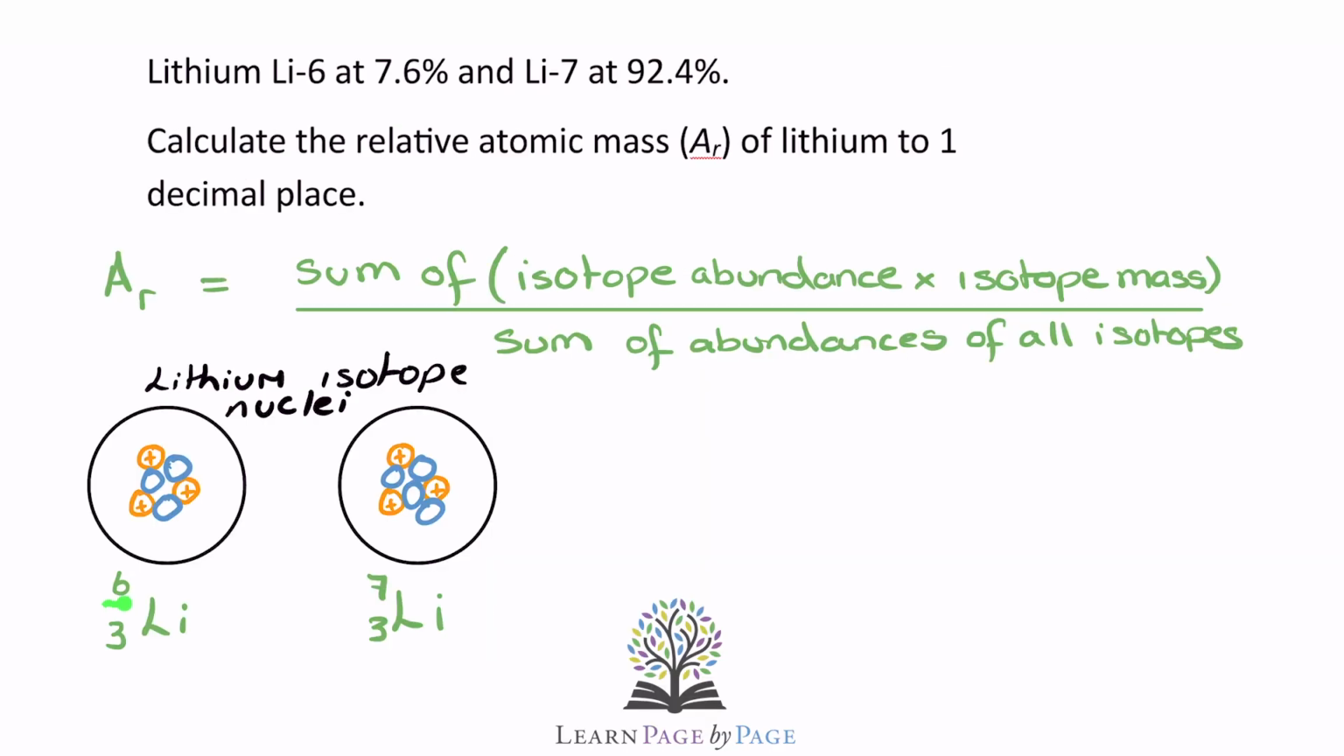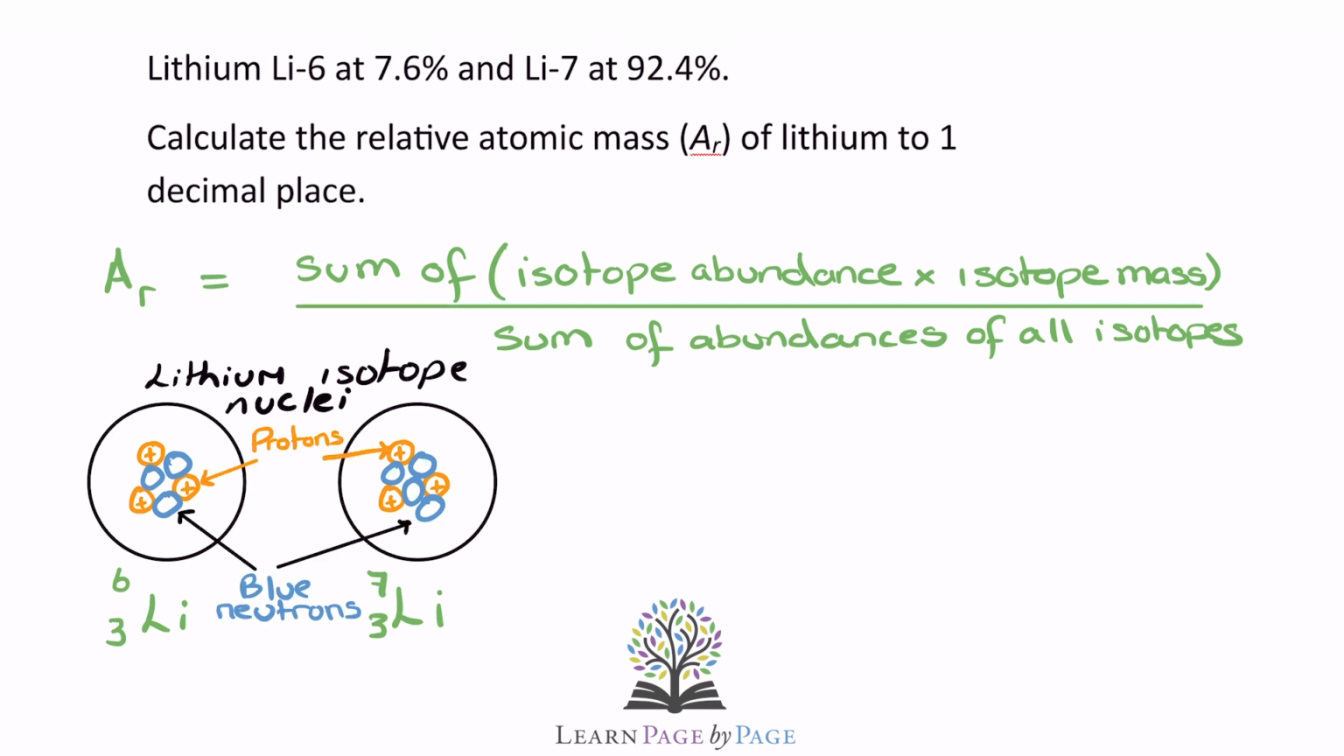Then the top number is the number of protons and neutrons. If we look in the first one, we can see the orange spheres, they're the protons. So there's 3 protons in both, but in the first one, there's 3 blue spheres, they're the neutrons. And then here, with lithium 7, there's 4 blue spheres, and that's because there's 4 neutrons in lithium 7. And then the orange spheres, you can see I've gone ahead and labelled them as the protons.